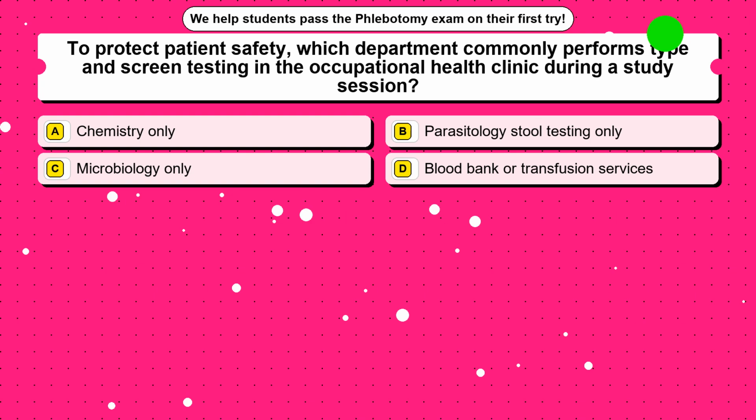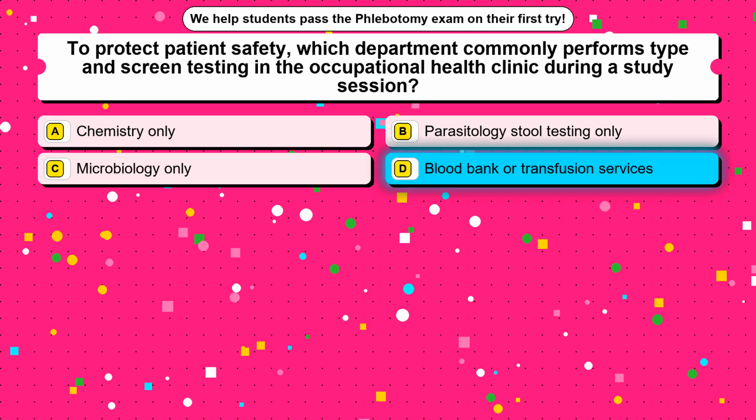Question 95. To protect patient safety, which department commonly performs type and screen testing in the occupational health clinic during a study session? Option A, chemistry only. Option B, parasitology stool testing only. Option C, microbiology only. Option D, blood bank or transfusion services. The correct answer is option D, blood bank or transfusion services.